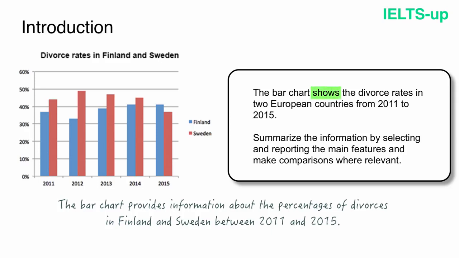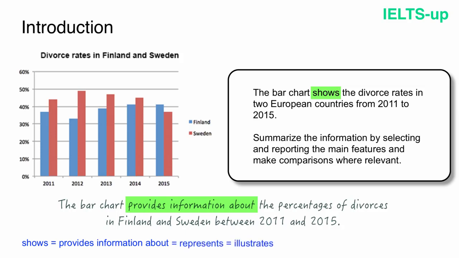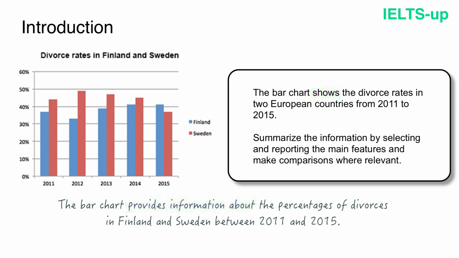Next we have the verb shows, and verbs can always be paraphrased. In our case, the verb shows was replaced by provides information about. We could also use such synonyms as represents or illustrates. Instead of the phrase divorce rates, I used the phrase percentages of divorces.